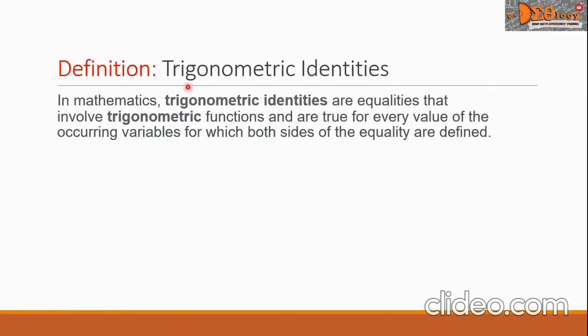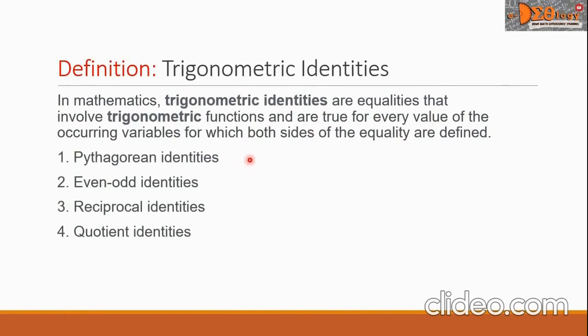First, let us define trigonometric identities. In mathematics, trigonometric identities are equalities that involve trigonometric functions and are true for every value of the occurring variables for which both sides of the equality are defined.